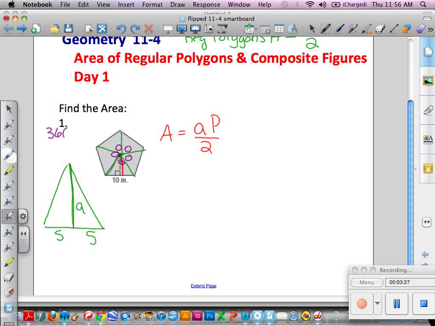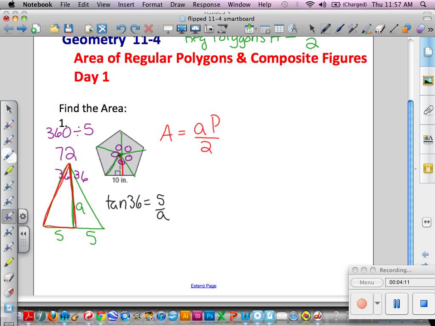So I need to take 360 divided by 5, and that gives me 72 as that whole central angle. And what I need to do now is get each half, which would be 36 and 36. So from there, I'm going to use this triangle to find my apothem, or the height of the triangle. 36 is the angle, and I have the side opposite, and I have the side adjacent, so I'm going to use tangent. So I'm going to go tangent of 36, O over A, so 5 over A.